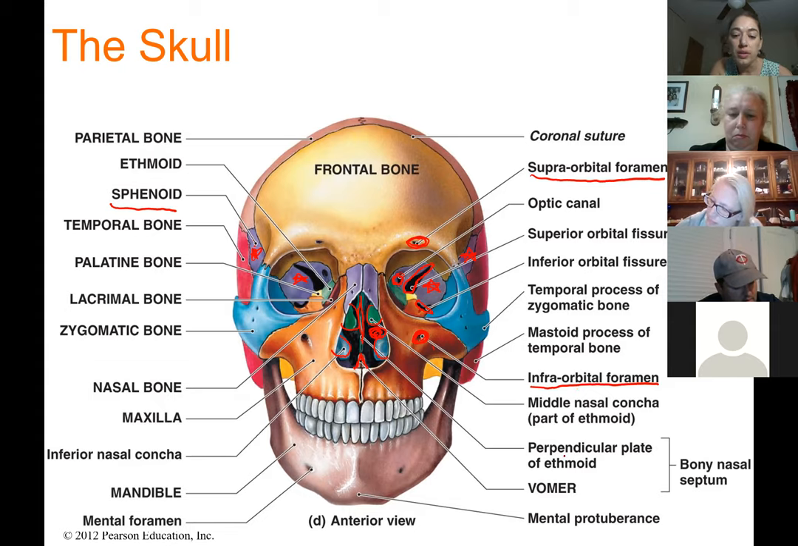Let's see, what else do I need to point out here for you? I think we've talked about all these other structures. You can't really see the palatine bone in this picture, so I'm not going to point it out because it's hiding. Okay, next.